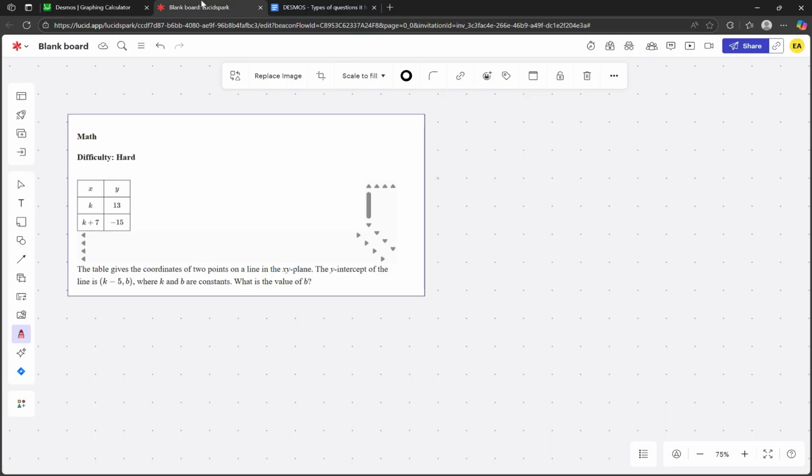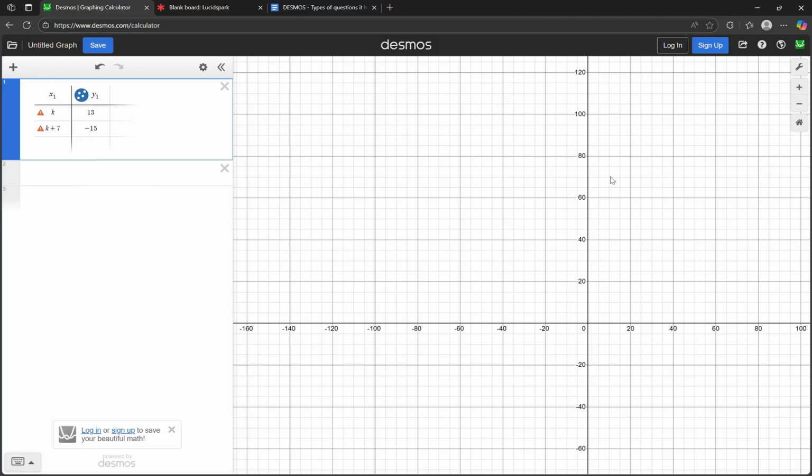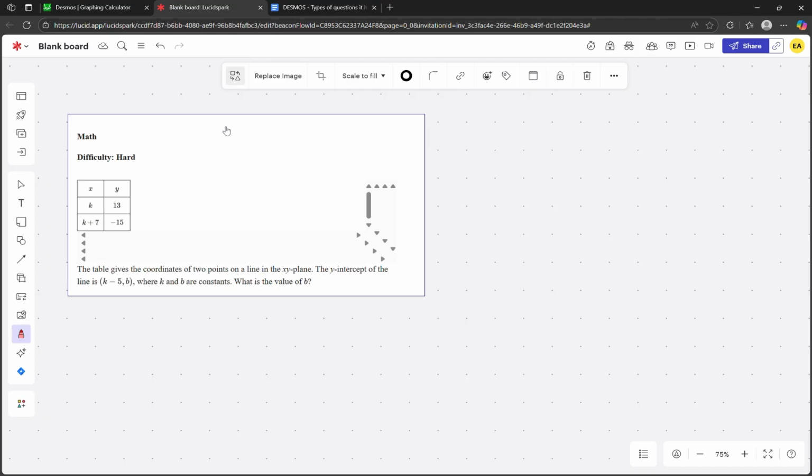Okay, now let's go back to what the question says. It says that the y-intercept of the line is (k minus 5, b). We know that when we have the y-intercept, the x value is 0 because it's crossing the y-axis. So we know that k has to be 5 because you want the x. So this entire thing is supposed to be x. You want this to be 0. So 5 minus 5 is 0.